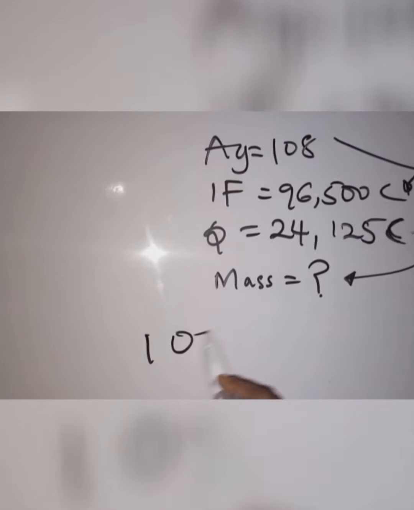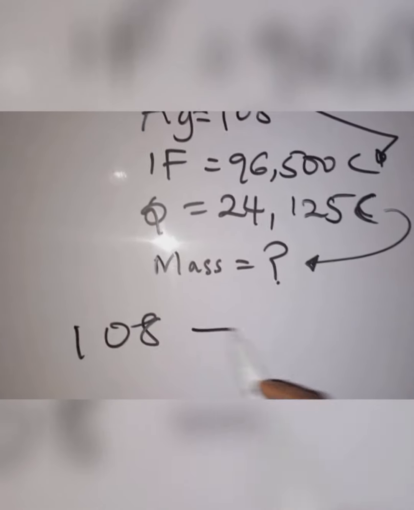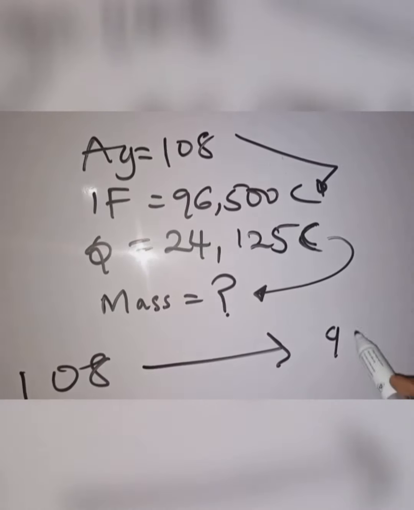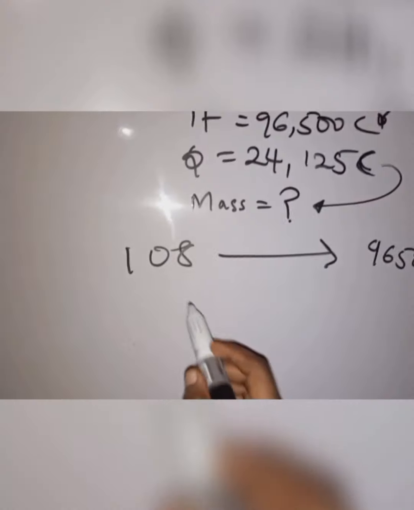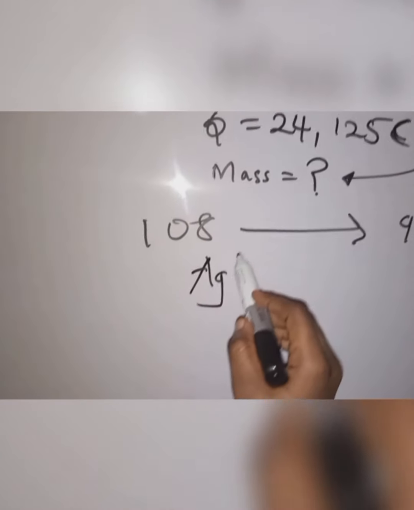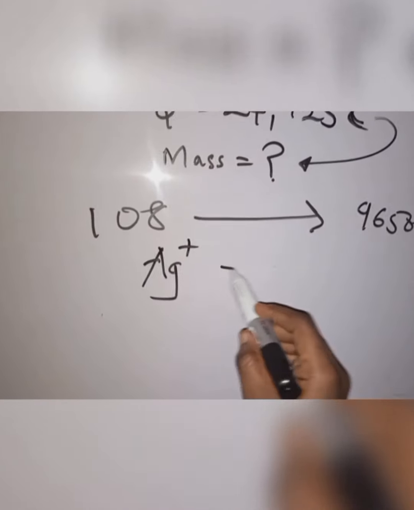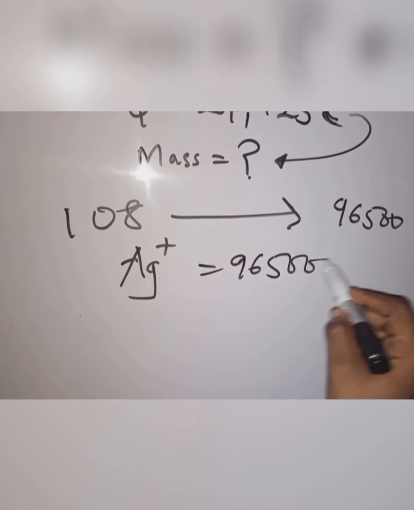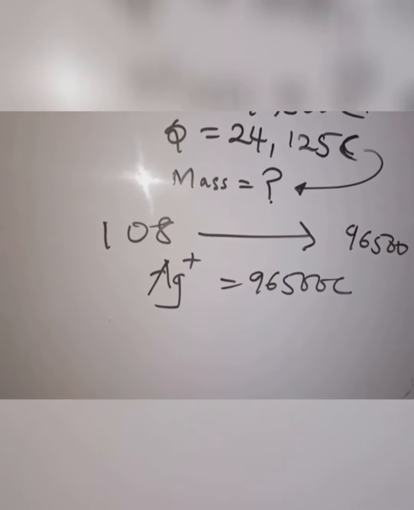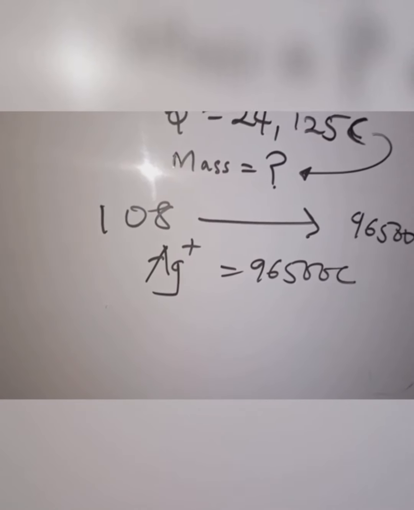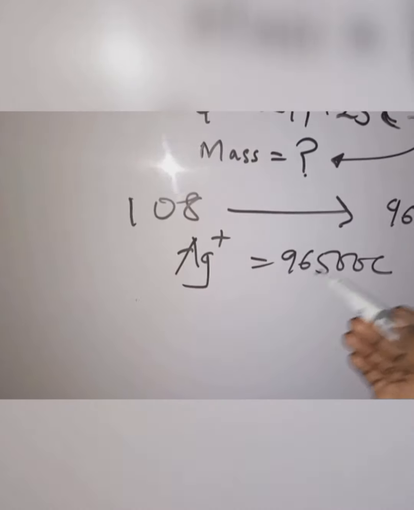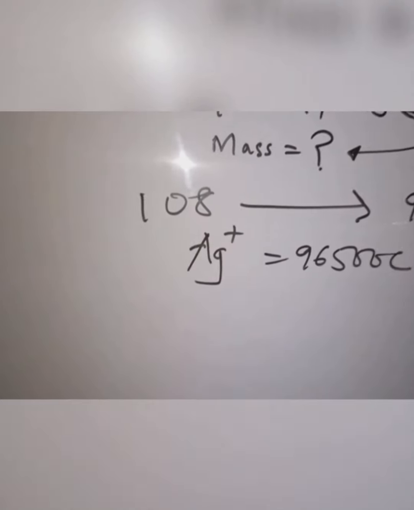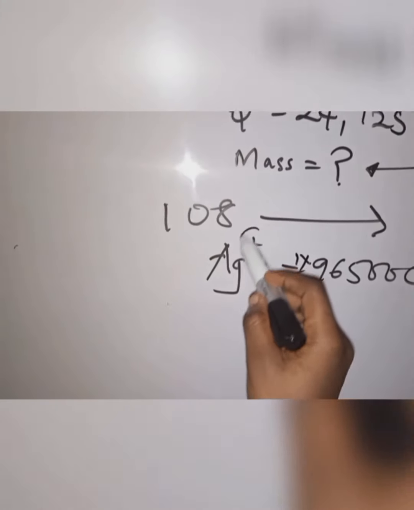Since 108 gram per mole of silver will give you 96,500 coulomb. Now, silver is Ag plus, so that is why it is 96,500 coulomb. If the charge was 2 plus, it would be 2 times this. If it was 3 plus, it would be 3 times this. But as it is 1, that is why it is 96,500. It is 1 times this, the charge times the Faraday.